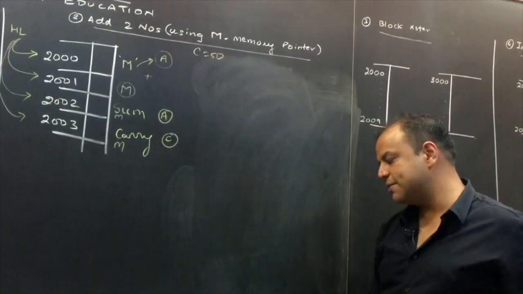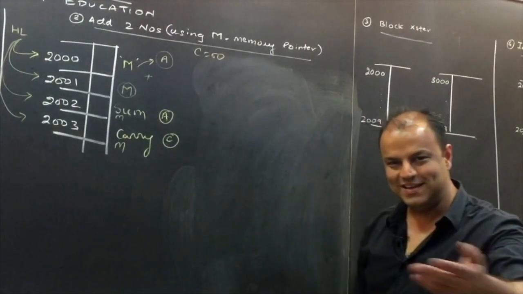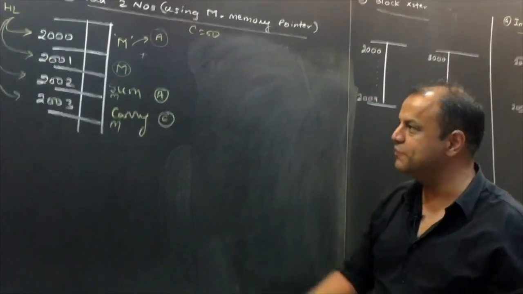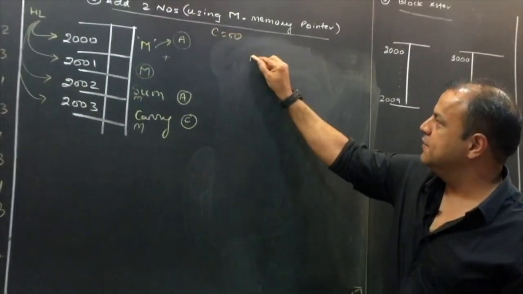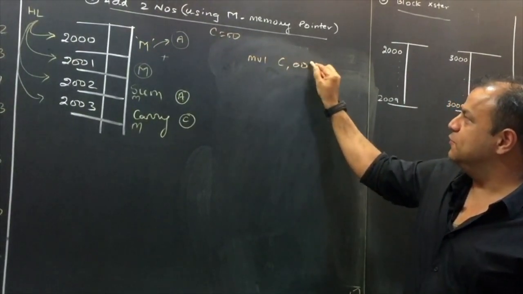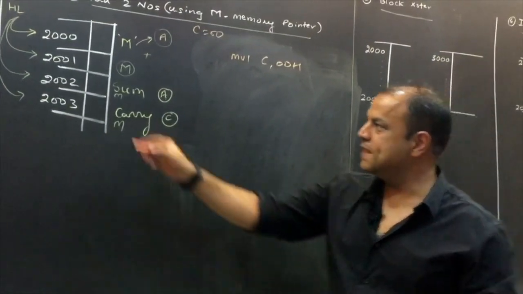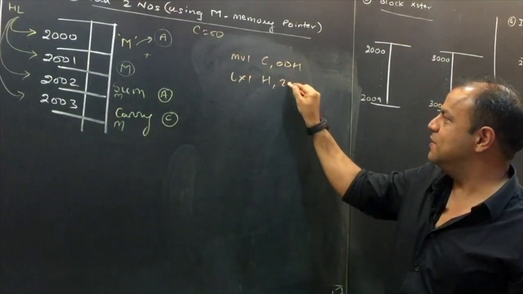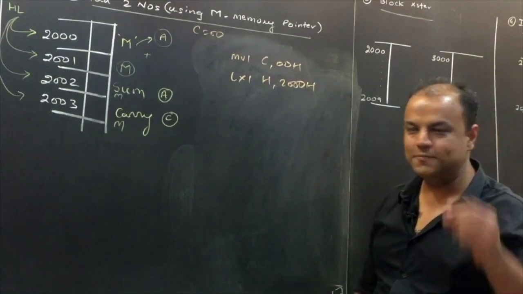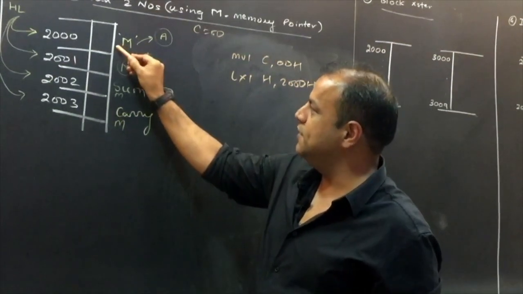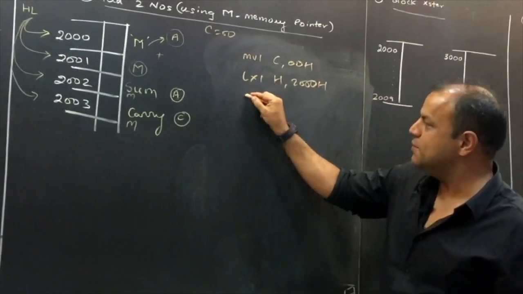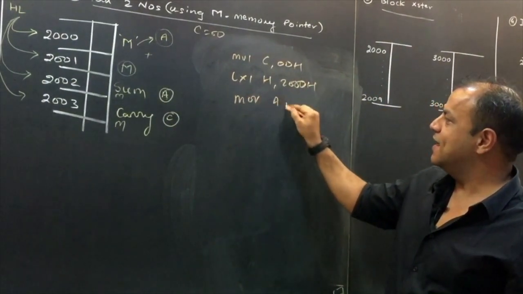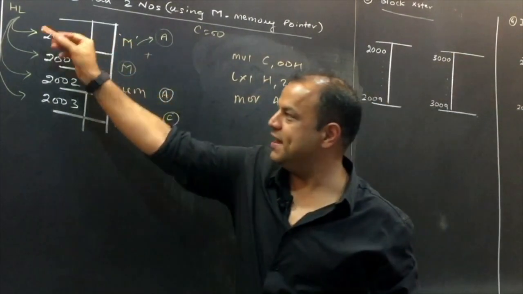Come on, dictate the program, don't get scared. Come on, it's easy, it's add two numbers, how can it be difficult? Come on, start, initialize C, MVI C, 00H. Initialize HL with the value 2000. LXI H, 2000. Is this much clear? Now, take the data pointed by M into A. Move A, M. Excellent. Make HL go ahead.